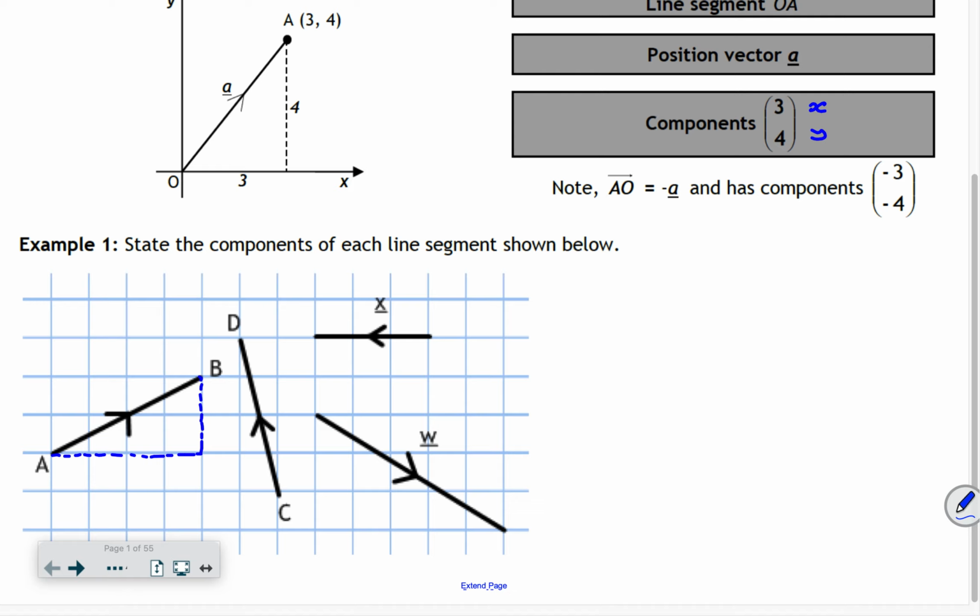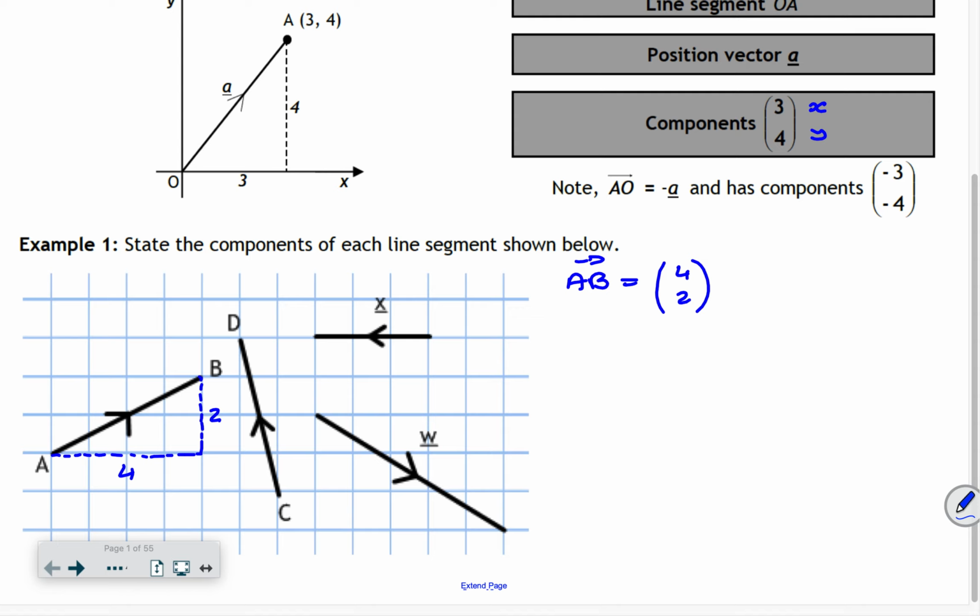Now vectors always have these arrows in them. The arrows tell you the direction it is going, and you must always follow the arrows. So if I want to go from A to B, I can say that my vector AB, count the boxes, I'm going 4 along and then 2 up. So that's going to be the vector (4, 2).